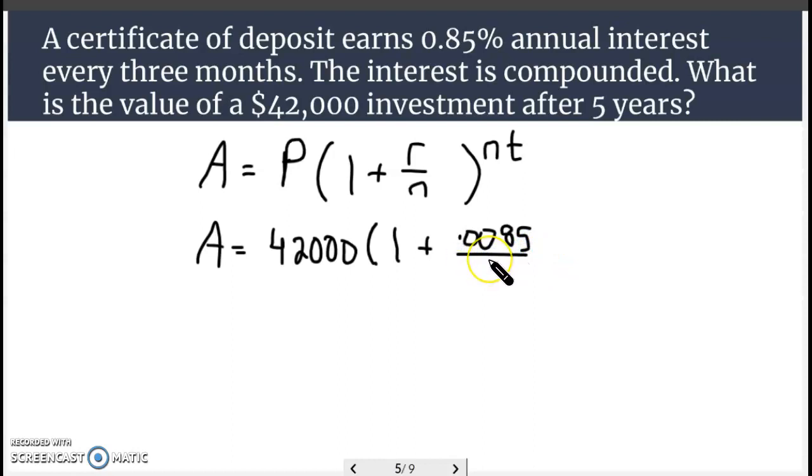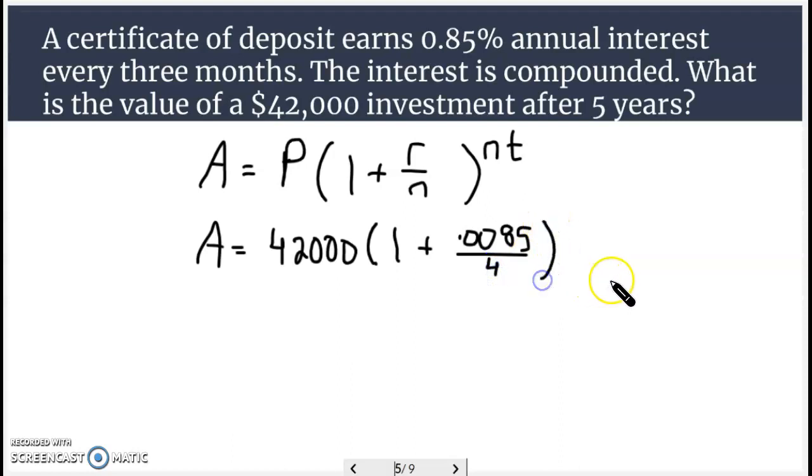And then we're dividing that by 4, because if I'm compounding it annually, but it compounds every 3 months, that happens 4 times. The number of times it's compounded a year is 4 times, because there's 4 sets of 3 months in a year, or raising it to the power of 4 times 5. Compounded 4 times a year times 5, that's 20.